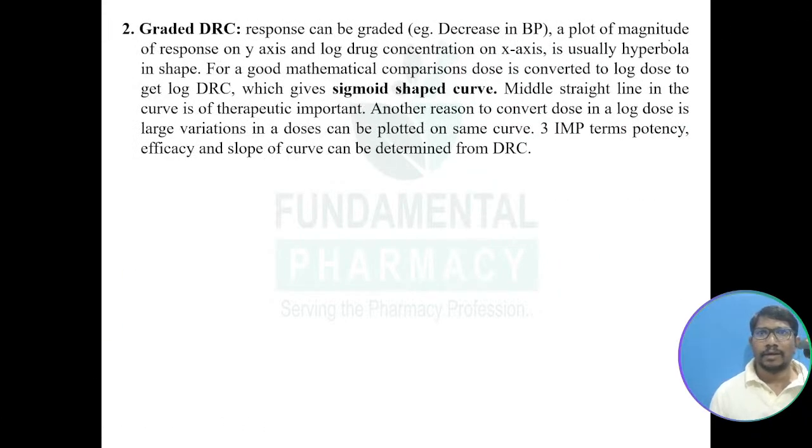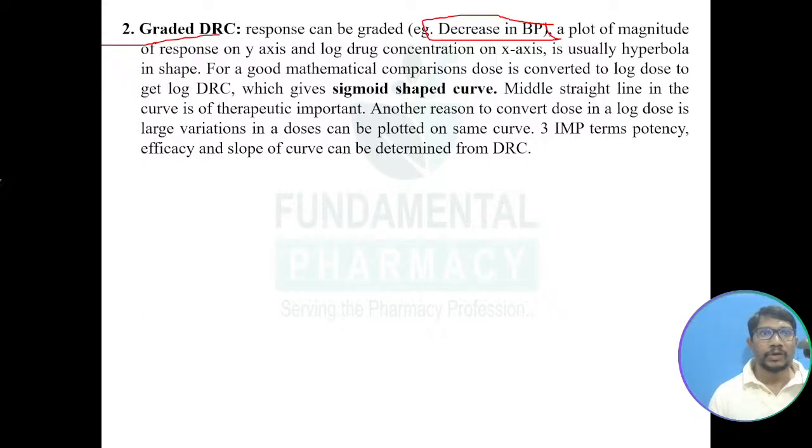Second is a graded response curve. Graded drug response curve: here the response can be graded. For example, a decrease in the blood pressure. Say there is a hypertensive patient, how much decrease in the blood pressure is produced by that antihypertensive drug? 10%, 20%, 30%, 40%, 50%, like that. Grades, you know. So response can be graded.